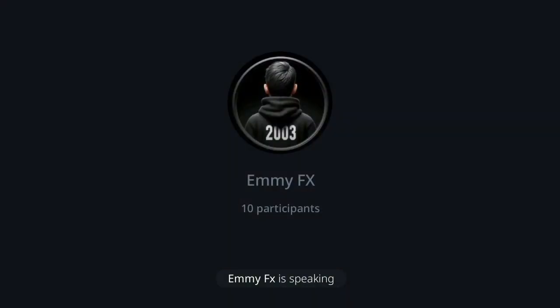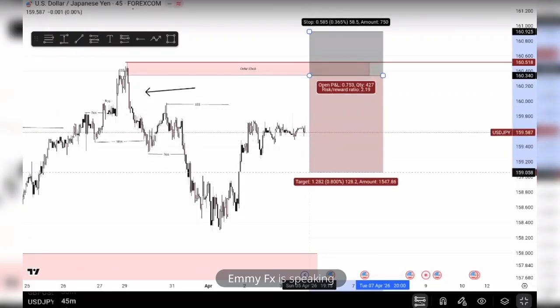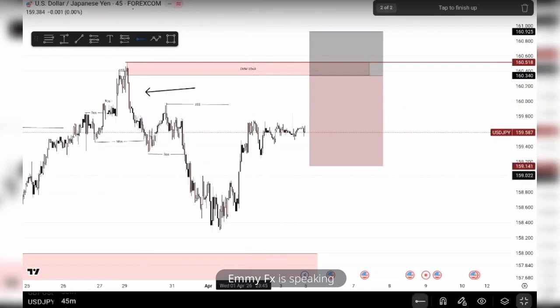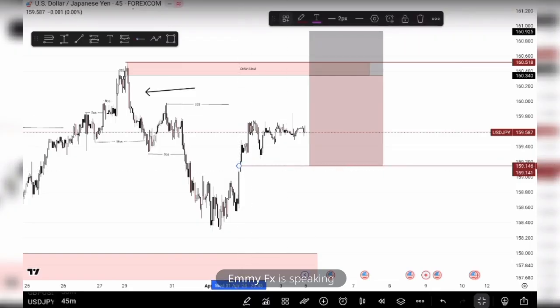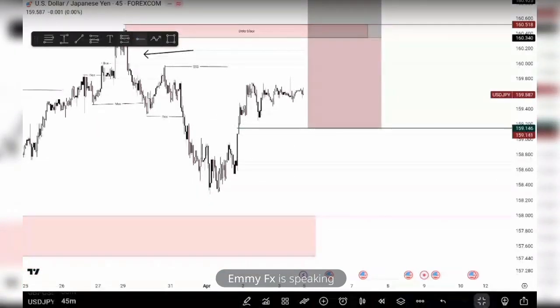Now, I need you to understand. I'm going to draw this two risk reward ratio. All right, so this is the two risk reward ratio from this imbalance. I'm going to mark it. This is going to be my base TP. That is going to be my second TP.